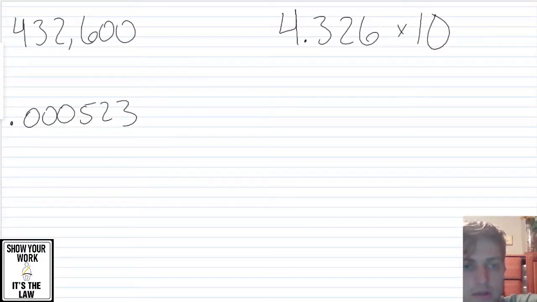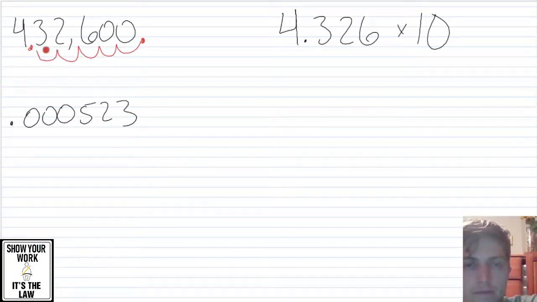Well, where did our decimal point start? Here. Where is it going to end? Here. And how many times do we have to move it? 1, 2, 3, 4, 5. So we know we're multiplying by 10 to the 5. Okay.